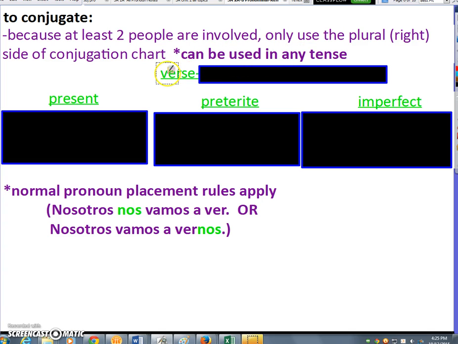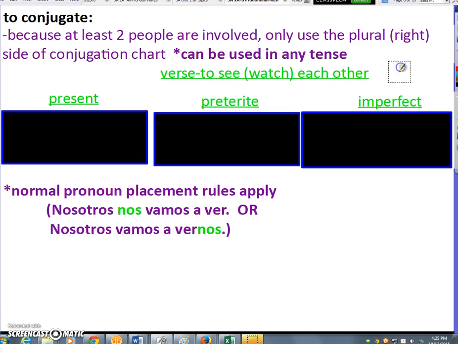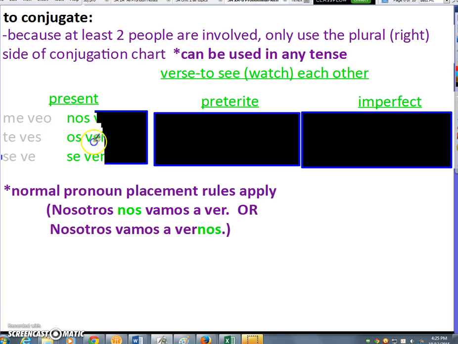So, for example, the verb ver, which means to see or watch, is now being used reflexive reciprocally. So that means to see, or to watch each other. Since at least 2 people are involved, we don't need this side of the chart. That's why I've got it grayed out. You only need the right-hand side of the chart to say we see each other, you guys see each other, or they or you guys see each other. And it can be used in any tense.